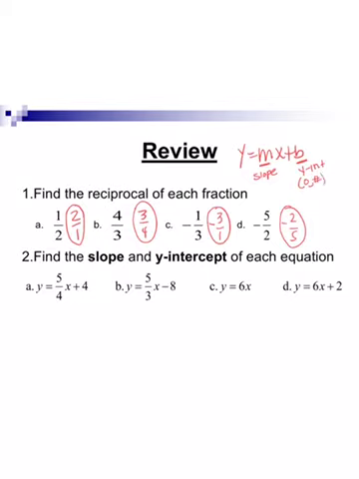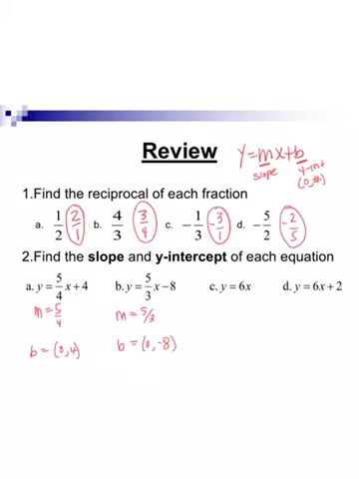So on part A, the slope, m, would be 5 over 4, up 5, right 4, up 5, right 4. And the y-intercept, b, would be 0, comma 4. Okay, on part B, what is the slope? What is the y-intercept? Okay, the slope is 5 over 3, and the y-intercept is 0, negative 8.